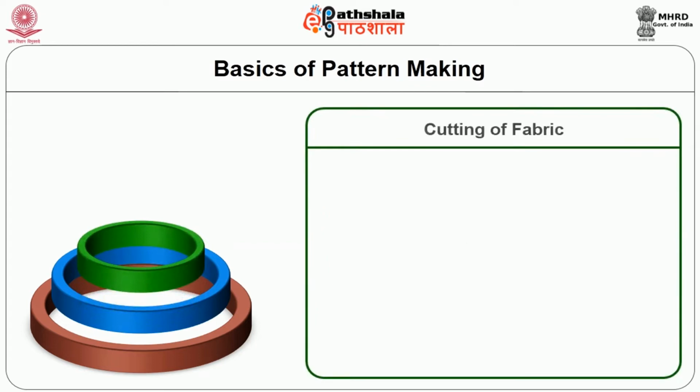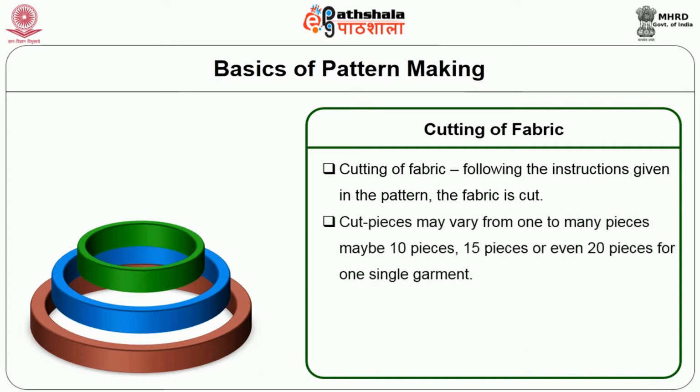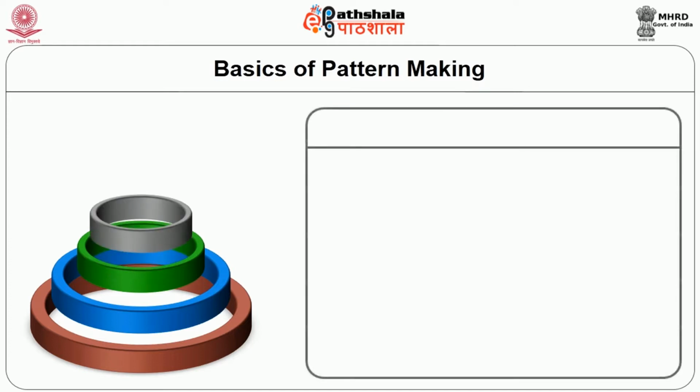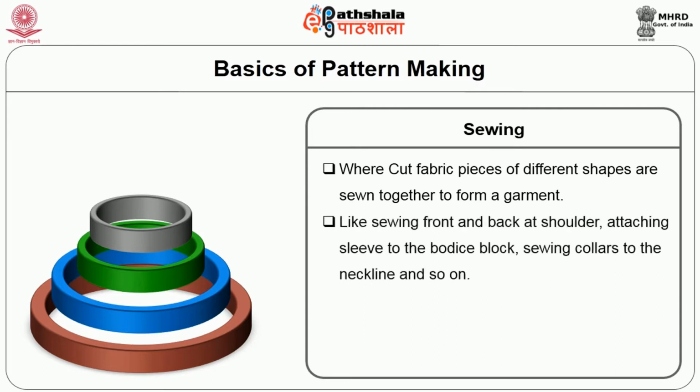The third stage is cutting of fabric. Following the instructions given in the pattern, the fabric is cut. The cut pieces may vary from 1 to many pieces, maybe 10 pieces, 15 pieces or even 20 pieces for one single garment. The last stage is sewing, where the cut pieces of fabric of different shapes are sewn together to form a garment, like sewing front and back at the shoulder, attaching the sleeve to the bodice block, stitching collars to the neckline and so on.